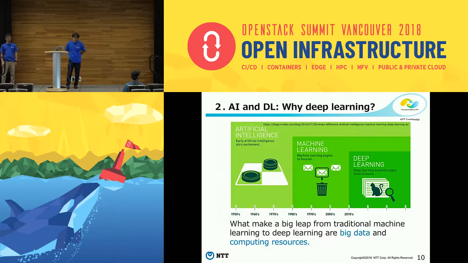This shows the history of AI, machine learning, and deep learning, and the relationships among them. Machine learning is one branch of artificial intelligence, and deep learning is one branch of machine learning. What makes deep learning very different from traditional machine learning? I believe there are two main factors which achieve incredible performance in deep learning. One is the existence of big annotated training data, and the other is computing resources, mainly GPUs.